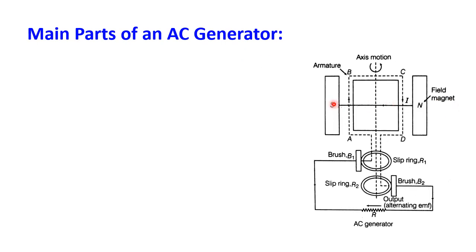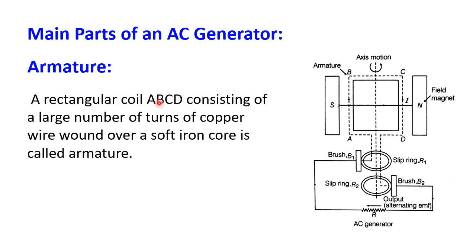The main parts of an AC generator are as shown in the diagram. Here you can see a number of parts, so let me explain them one by one. The first one is the armature. The armature is nothing but a coil. Usually they take an identical number of turns, n number of turns, all in one coil. We call that the armature, which can rotate freely about an axis. They arrange it between the pole magnets. It is a rectangular armature, a rectangular coil. You can see A, B, C, D.